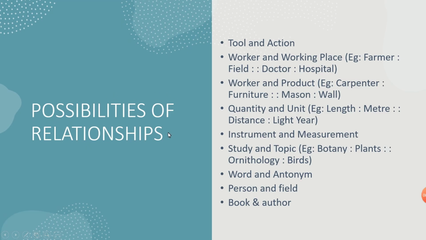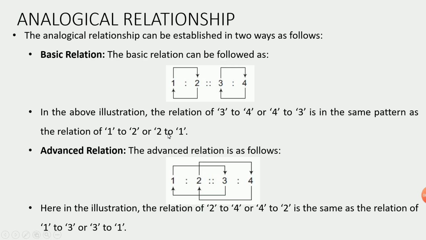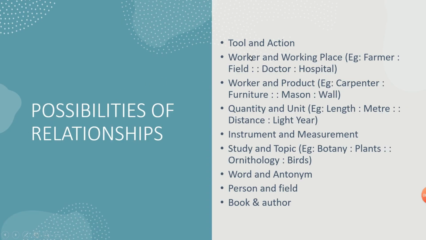Now, possibilities of relationships. Here a relationship could be formed based on a certain factor. So these are the different factors or possibilities on which a relationship can be formed. So first is tool and action. For example, knife, cutting, then pen, writing. So knife and pen are tools, and the action is cutting and writing. Next is worker and working place. See here they have given examples, farmer, field, doctor, hospital. So this is another type.